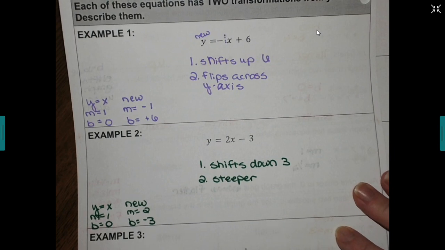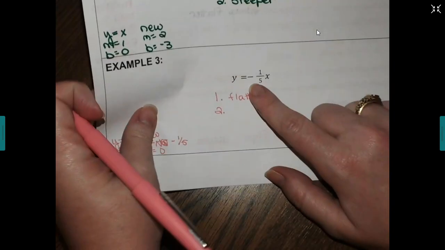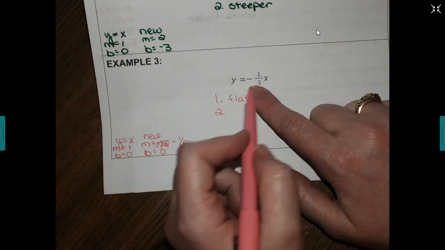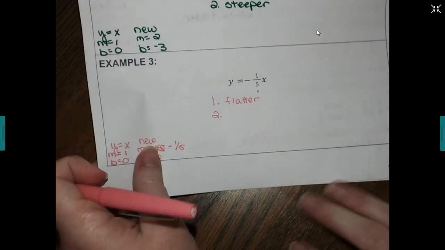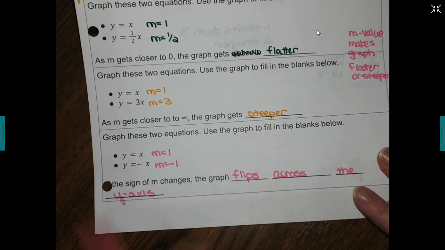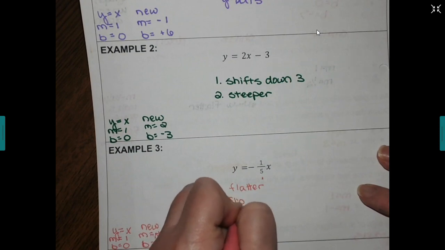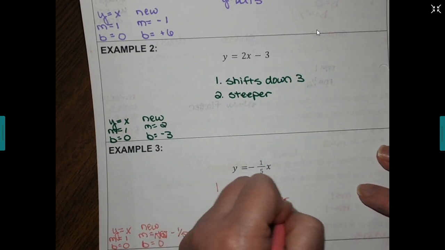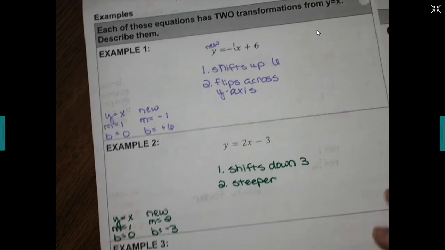Okay, but then supposedly I have another transformation. I dealt with this number, the 1/5, but I haven't dealt with the fact that I have a negative here. So I had a positive 1, and now I have a negative slope. So again, when the sign changes, the graph flips across the y-axis. So my second one is flips across the y-axis. There you go.